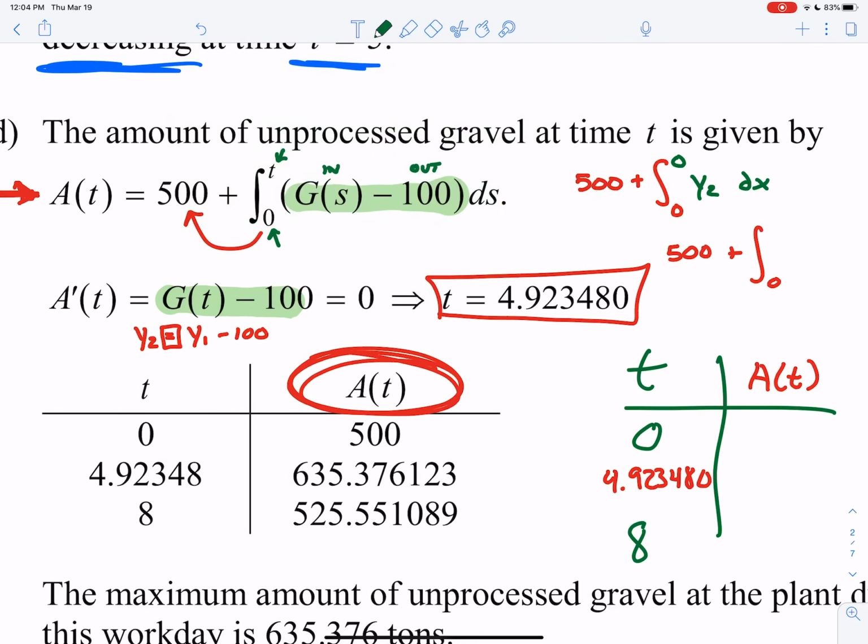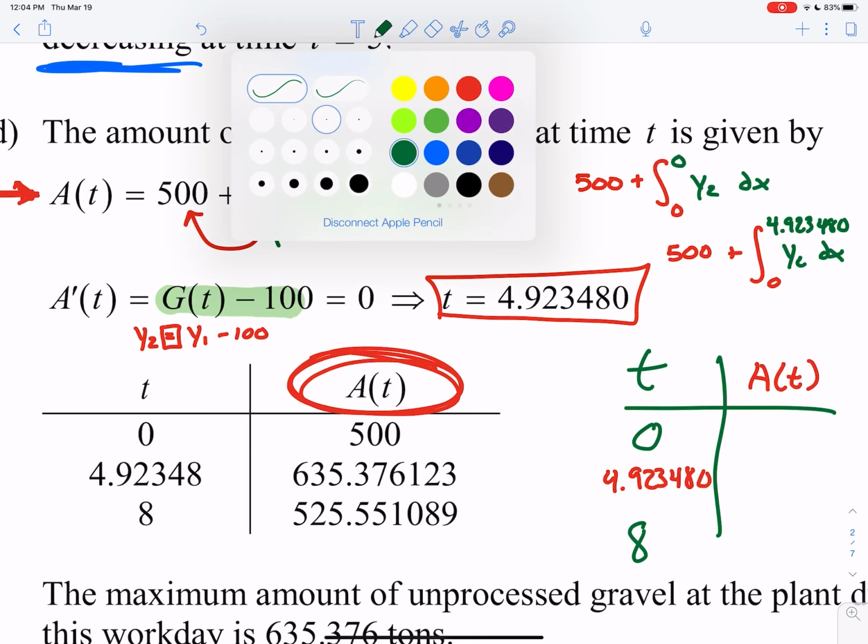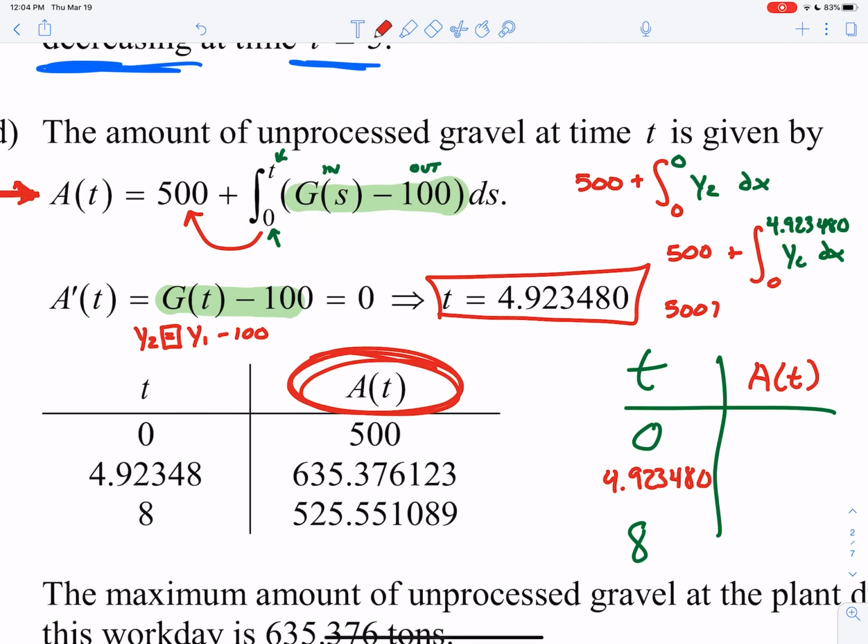My second one would be 500 plus the integral from 0 to, now I'm going to use my critical number, 4.923480, or you could store that value if you want, of y2 dx. And then you would do it one more time with that last value, 500 plus the integral from 0 to, in this case, 8 of y2 dx. With a calculator, it doesn't take very long because it does everything for you, but you should get these values right here. You notice that the largest value occurs at t equals 4.923.